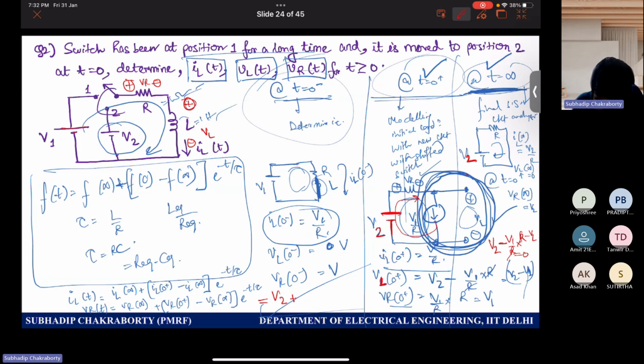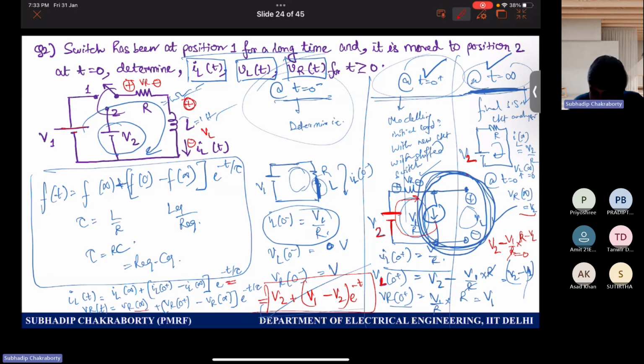So now you see VR infinity is what? VR infinity is V2. Now VR0 plus is V1. Okay, minus VR infinity is what? V2 into e to the power minus t by tau. Tau is 1 for simplicity. So what is the answer? V2 plus V1 minus V2 e to the power minus t. This is the response of the VR.